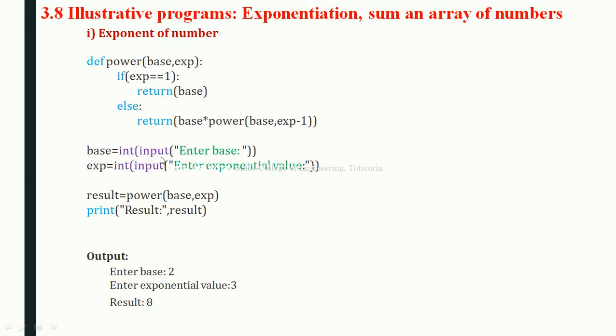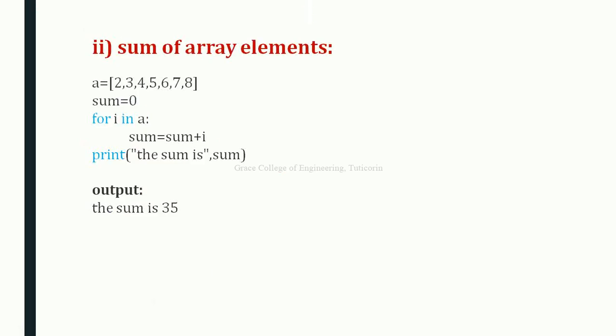So base equal to int(input("enter base")), then we have to enter the exponent value. The result is power(base, exponent), then print result. So 2 to the power 3 is 2 into 2 into 2, so the answer is 8. Okay, so that is exponentiation. Next, we are going to see the sum of array elements.